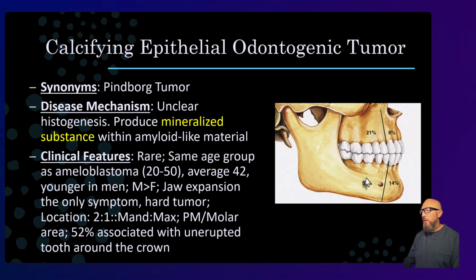Where does this occur? Okay, this is just like kind of your average cyst and tumor, which we said more common in the posterior mandible. What about the age group? About the same as ameloblastoma, so it could occur in fairly young, but average around middle age, a little more common in men. And this is one that can or cannot be associated with an unerupted tooth. That one's about a coin flip.